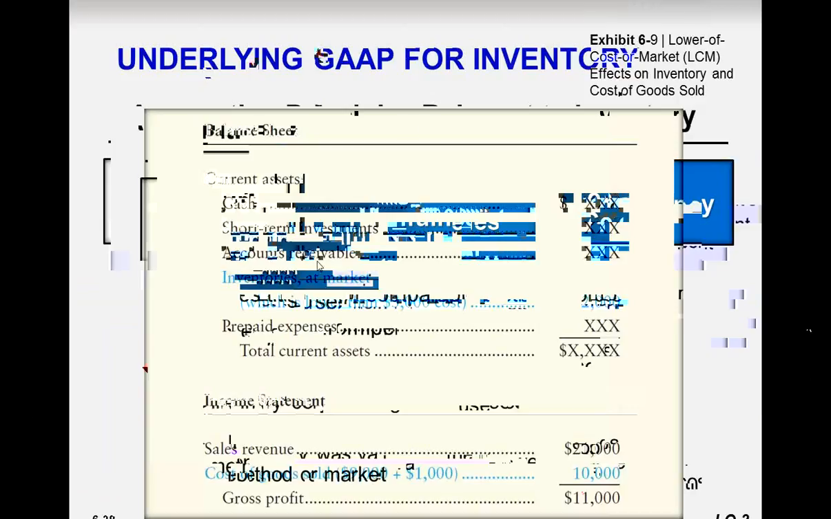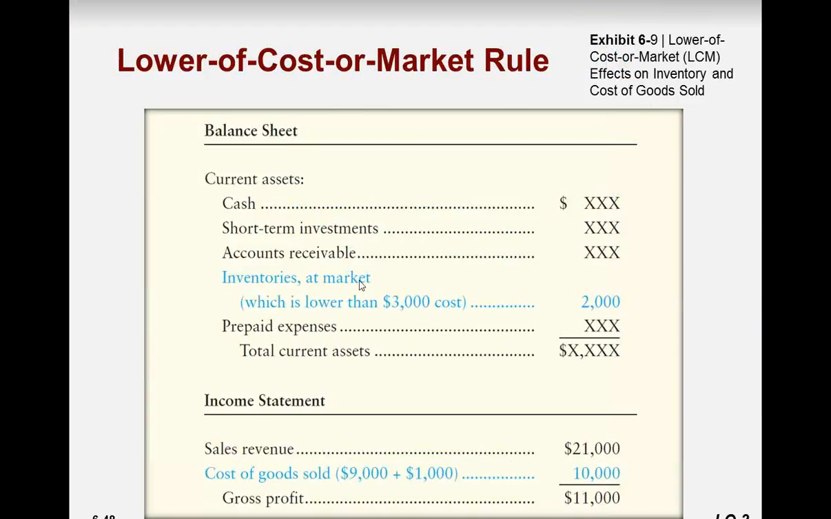I can show it more than one way. I can either say inventory is at market, which tells me that it was lower than its cost, or I can show on my income statement that my cost of goods sold is going to have increased by the $1,000 to make it $10,000.